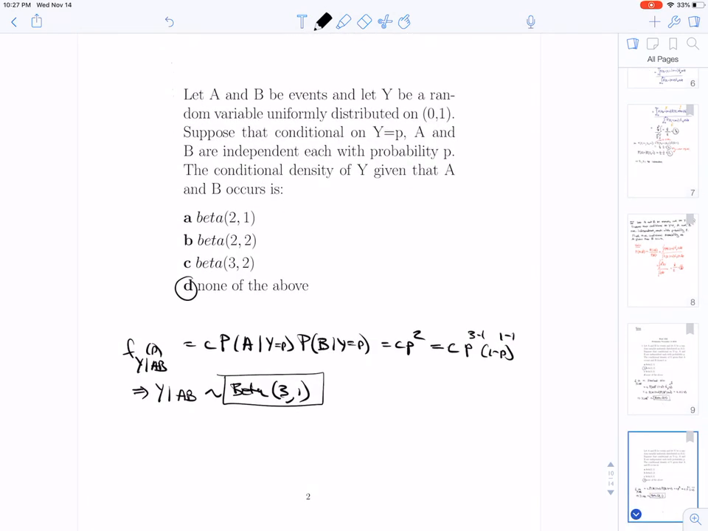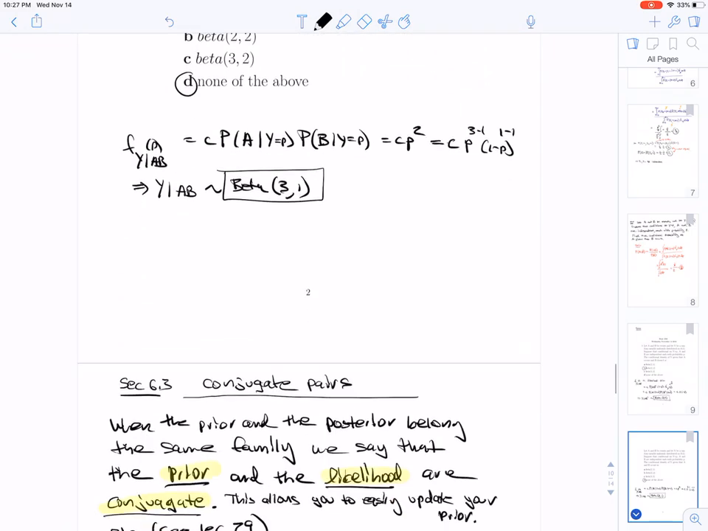And the next problem was very similar. It's just that now the posterior was a constant times P squared, so we knew that the posterior was beta 3, 1.